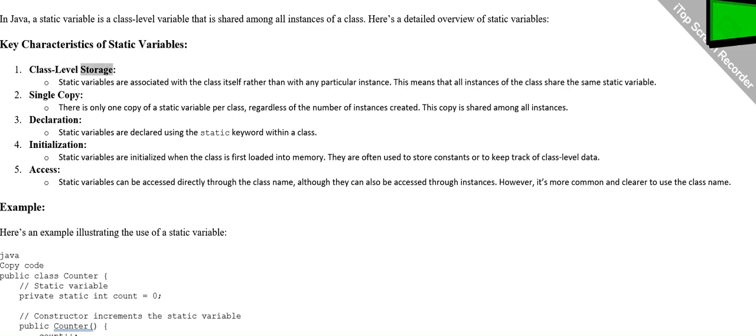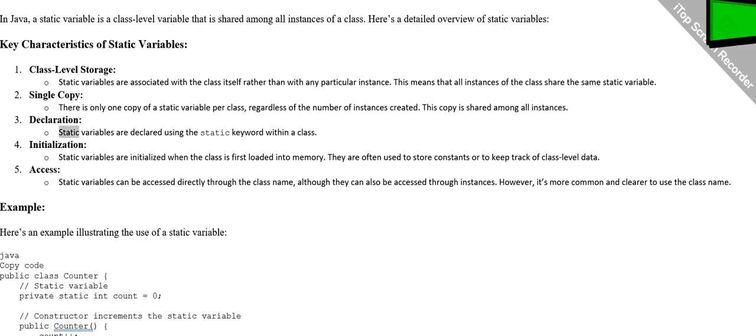Class-level storage. Static variables are associated with the class itself rather than with any particular instance. This means that all instances of the class share the same static variable. Single copy. There is only one copy of a static variable per class, regardless of the number of instances created. This copy is shared among all instances.